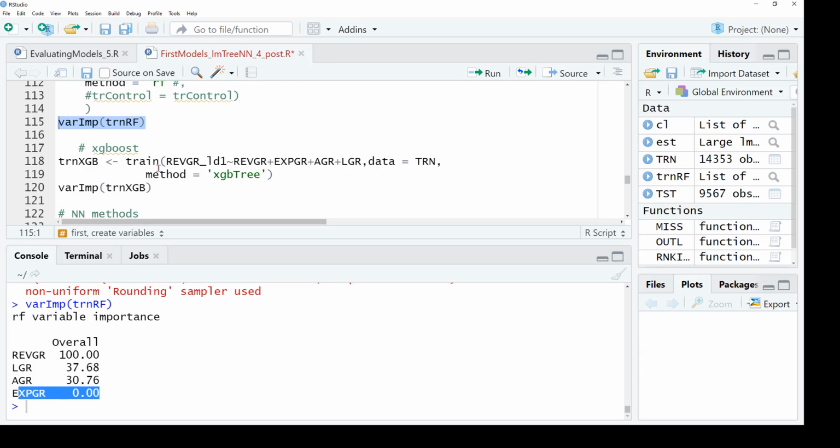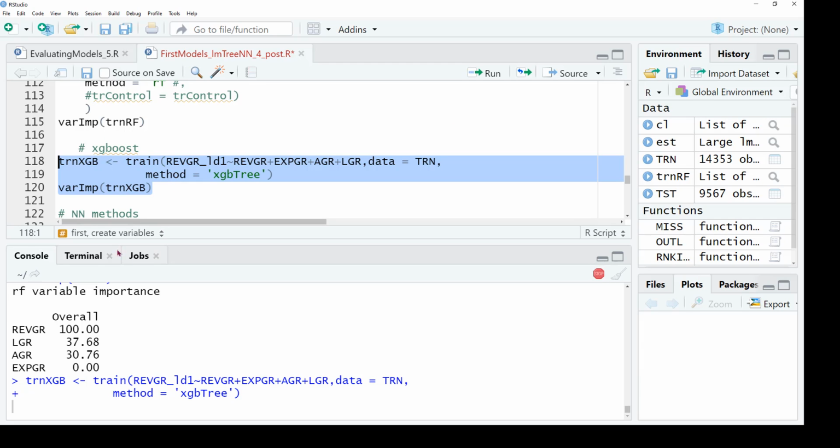XGBoost, that's extreme gradient boosting, which is another form of a tree-based model. So we won't go into the details of that, but it's sort of like a random forest. The main difference is that in the random forest you use random different trees. In this case, for the extreme gradient boosting, it's sequential trees where it keeps splitting the data in certain parts. So we can run that.